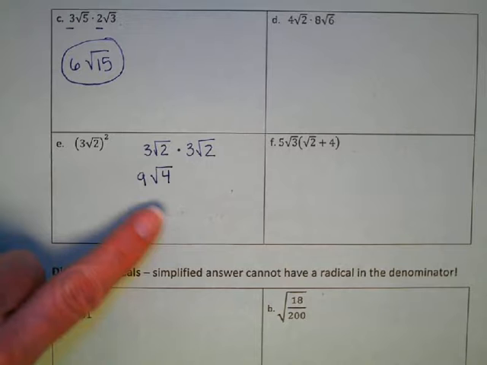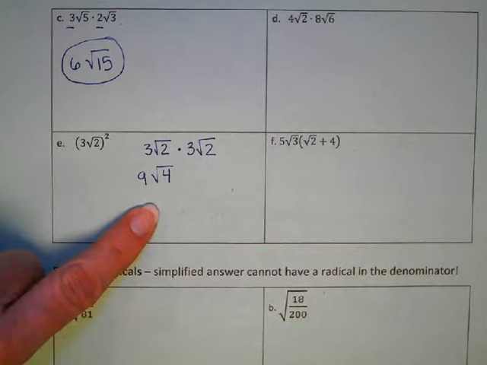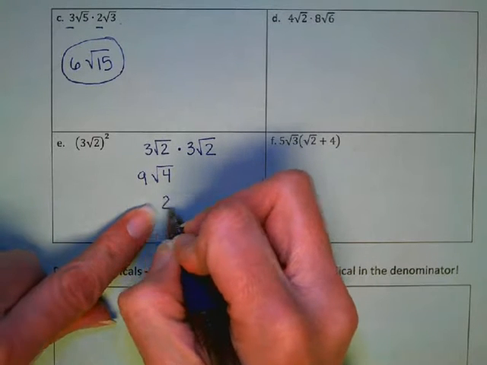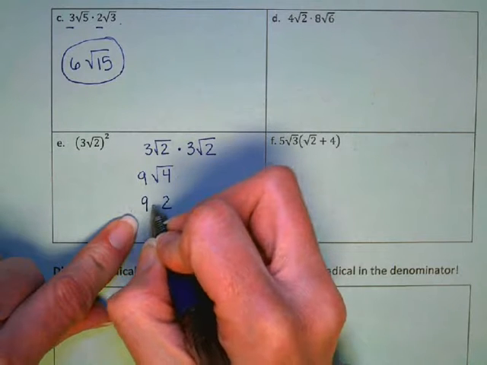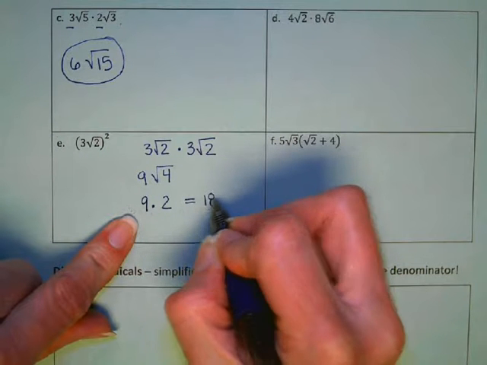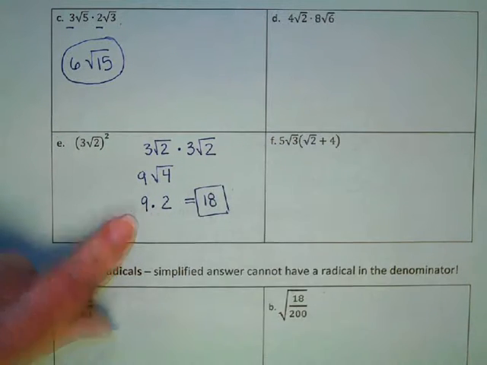So you go, okay, well what's the square root of 4? The square root of 4 is 2. And we still have that 9 in front, so you bring it down. 9 times 2 is 18. So, if you have something squared, you just multiply it like we multiplied the last one.